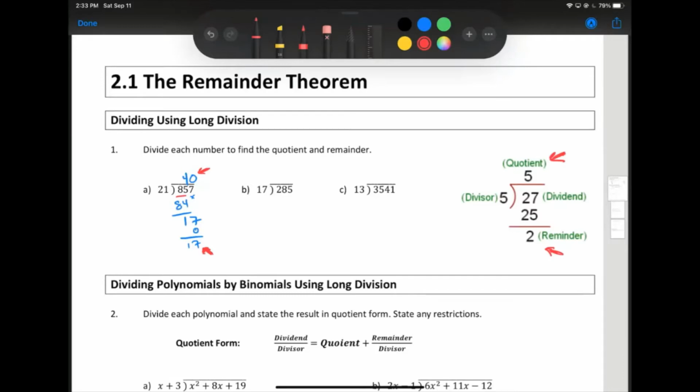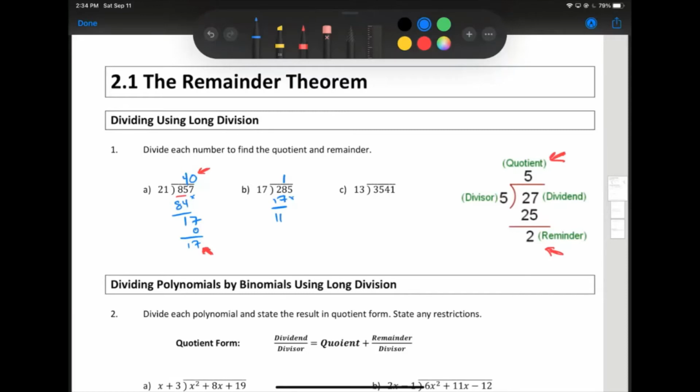Okay, let's try that again for the second one. For 17, we're only going to look at the first 2 digits, 28. How many 17s can we get out of 28? The answer is just 1. 1 times 17 is 17. 28 minus 17 is 11. That number that we get should always be smaller than what we started with, like the 17, because if it was bigger than 17, we could have gotten more 17s out.